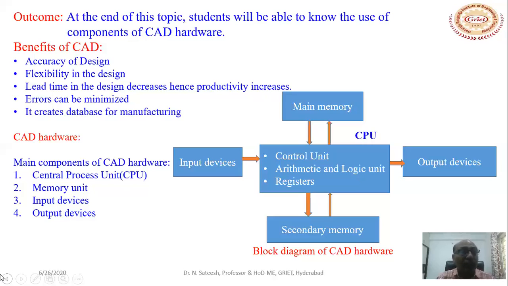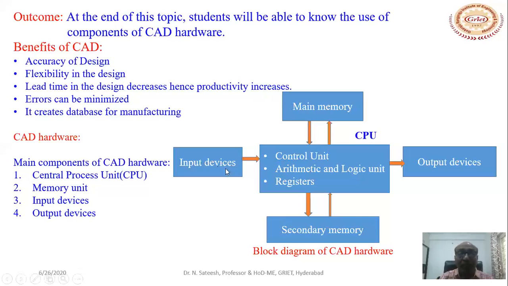Now let us first discuss the CAD hardware. The main components of the CAD hardware are: first, the central processing unit; second, the memory unit; third, input devices; fourth, output devices. Now we are looking at this flowchart of CAD hardware. CAD hardware is nothing but computer hardware, and a computer system having CAD software we can call a CAD system.